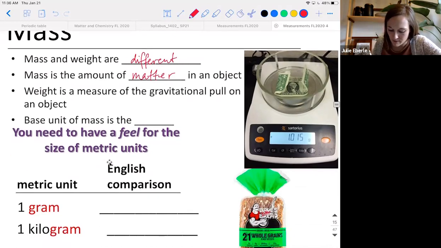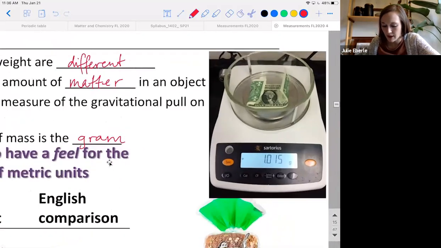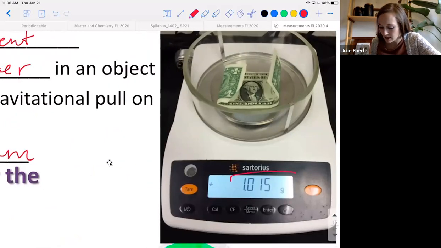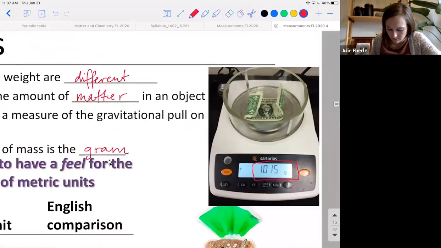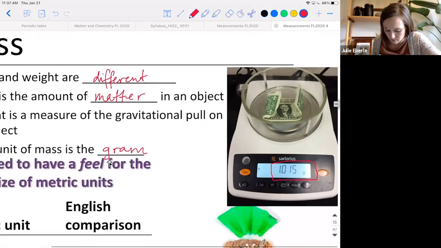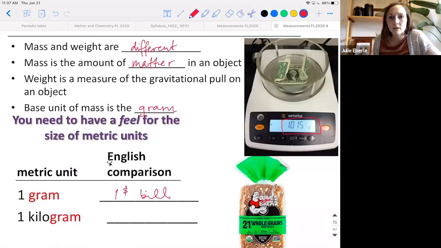But the base unit for mass is the gram. So to prove that to you, how much is a gram? How big is a gram? We don't commonly talk about grams often, but if you look at this picture over here, I have this balance and we're actually weighing a dollar bill, and you can see that dollar bill weighs about 1 gram. So a gram doesn't weigh a lot. It's very, very light. A $1 bill, that's roughly the English comparison.